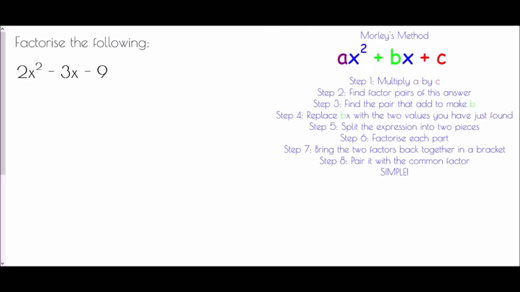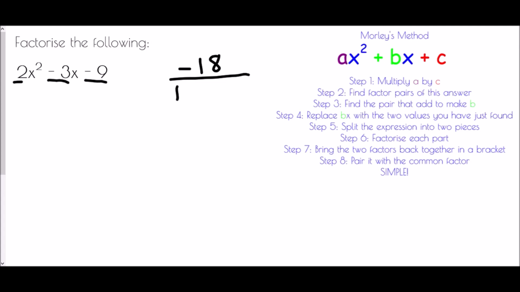So next we have 2x squared take away 3x take away 9. We've actually got two negatives in this one, but the key being, once again, step one is all about multiplying a by c. So 2 times negative 9 gives us negative 18 as the value that we're going to use. And in this case, it's all about making sure that we add together to make a negative 3. So we just need to make our pairs of numbers which would multiply to make negative 18.